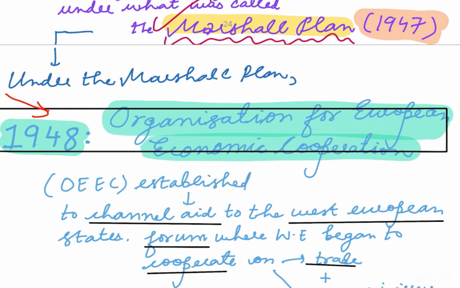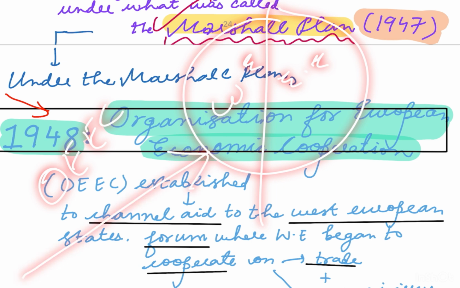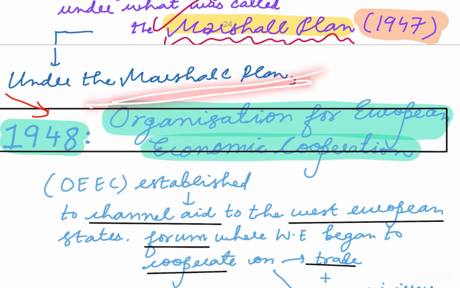So we had already studied that Europe was divided into two parts, Western Europe and Eastern Europe. So the OEEC was established to help these West European states. Clear? This was under the Marshall Plan because this western part was under America. So that is the reason. Now in the year 1947 we had the Marshall Plan. In the year 1948 we have the OEEC, Organization for European Economic Cooperation.